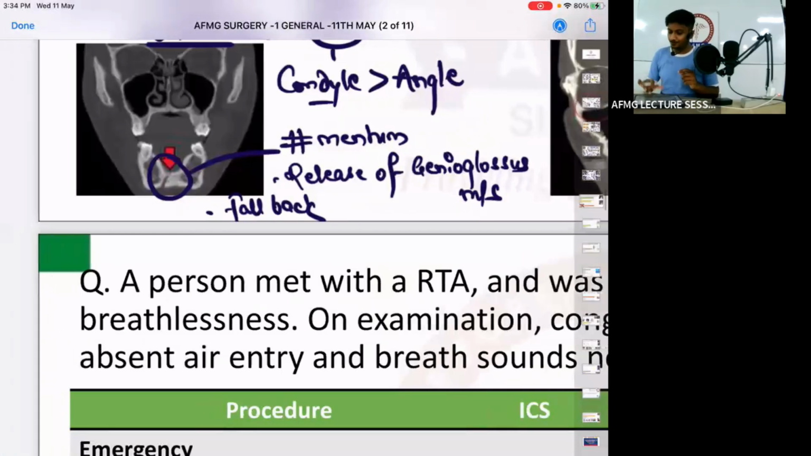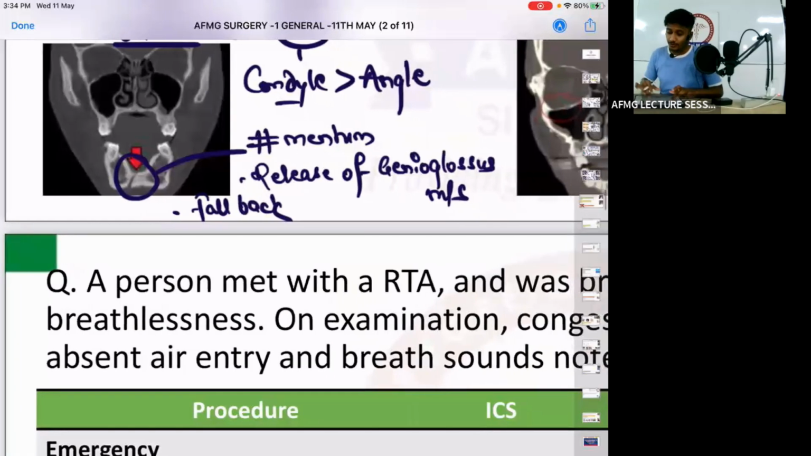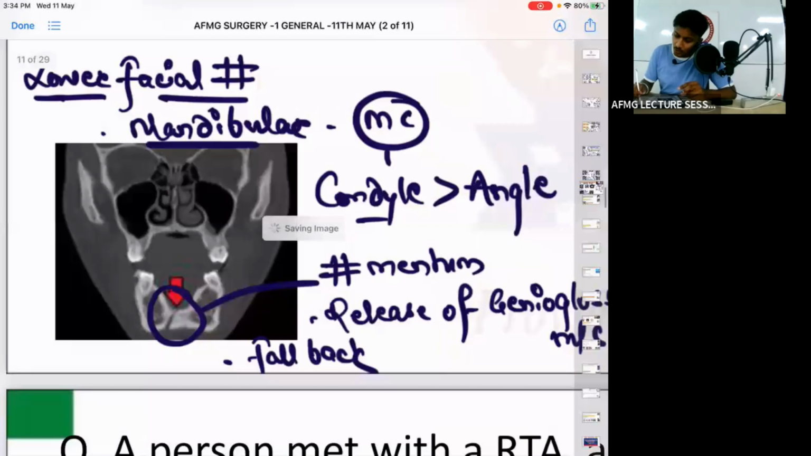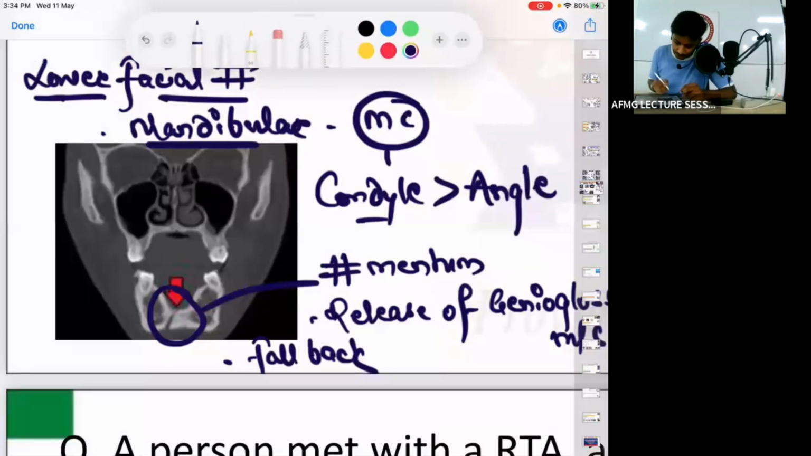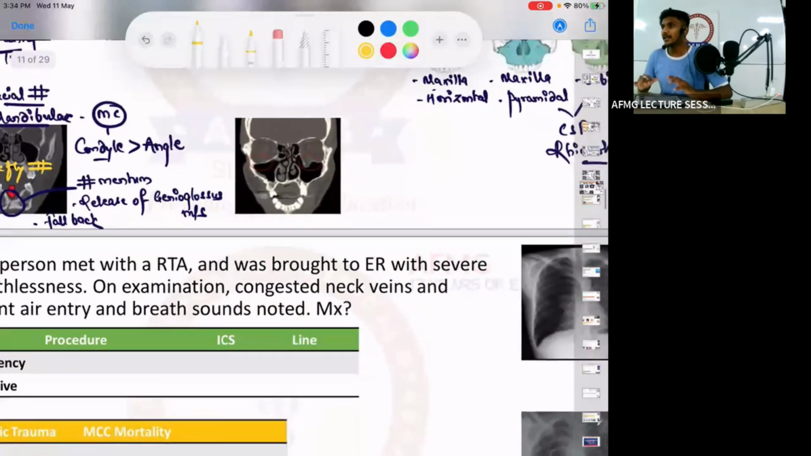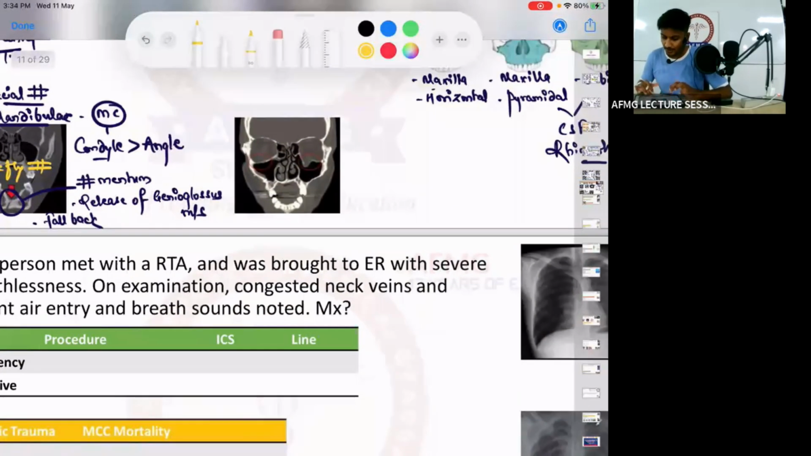This type of fracture is also known as, very good, a butterfly fracture. Lower mandibular fracture is also known as a butterfly fracture. ठीक है, important है, ठीक है. It is known as a butterfly fracture, and it causes release of genioglossus muscle, causing respiratory distress in the patient.